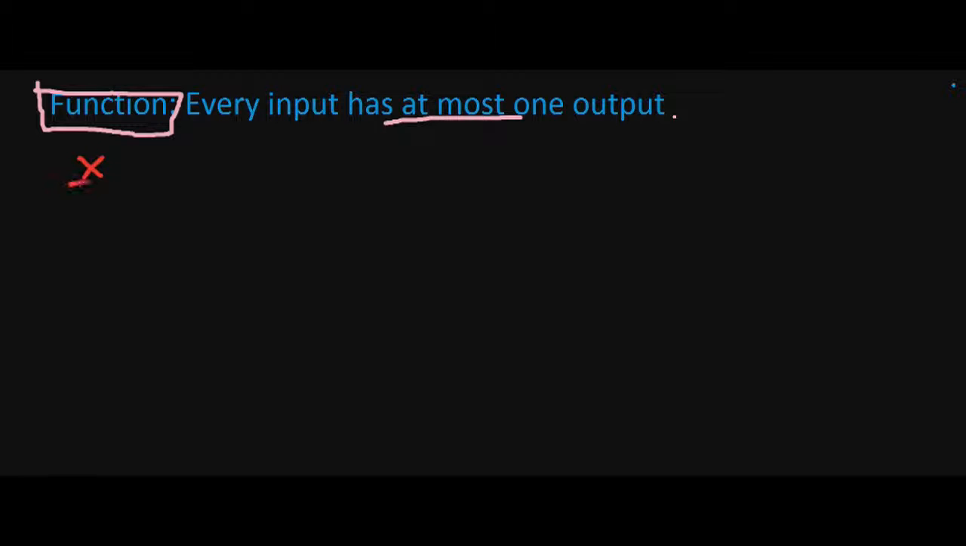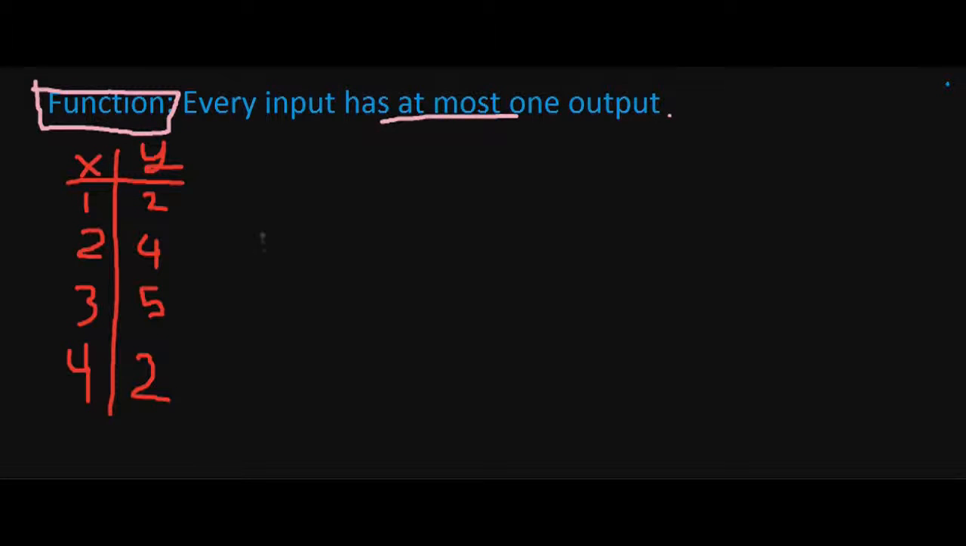Let's go ahead and draw this table right here. Alright, so let's say I give you this table and I tell you, is this table a function? Well, what you need to do to figure out whether this is a function is look at the definition of a function. Every input has at most one output.